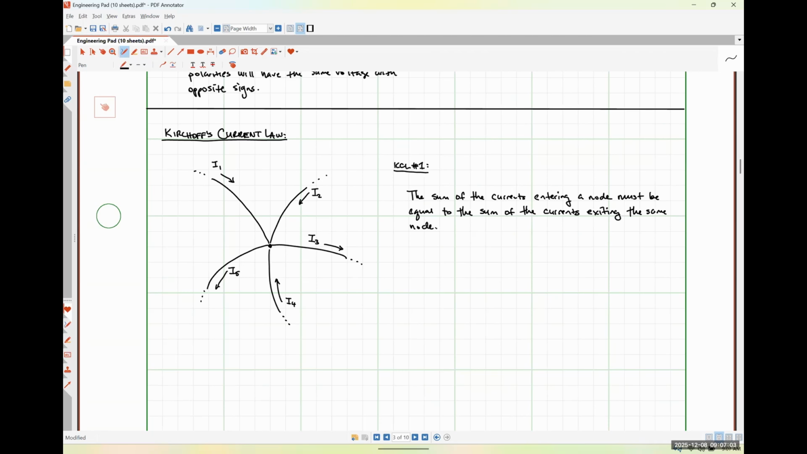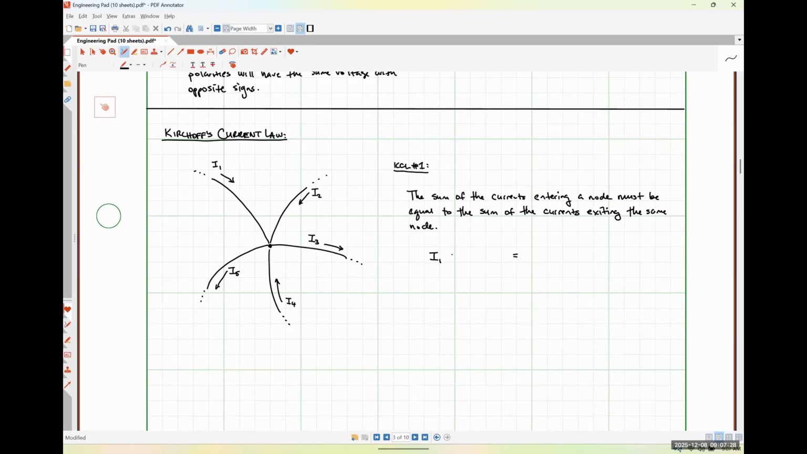If we look at this particular system, what I'm going to do is write an equation. I'm going to throw an equal sign in the middle, and I'm going to say that currents flowing in are going to be on the left-hand side of the equal sign, and currents flowing out are going to be on the right-hand side. I1 is flowing in towards the center, so it's going to go over here.